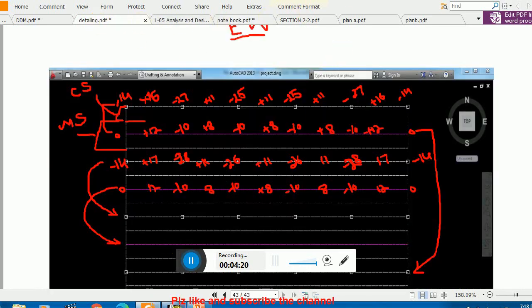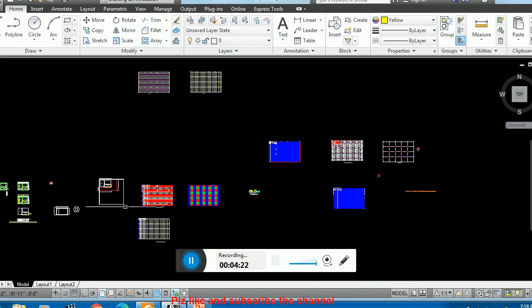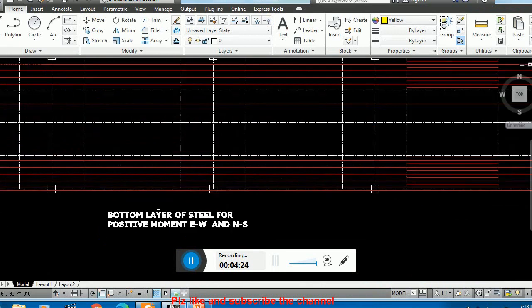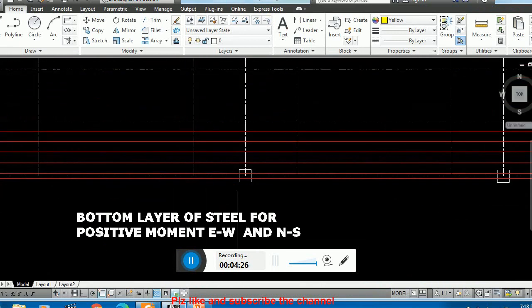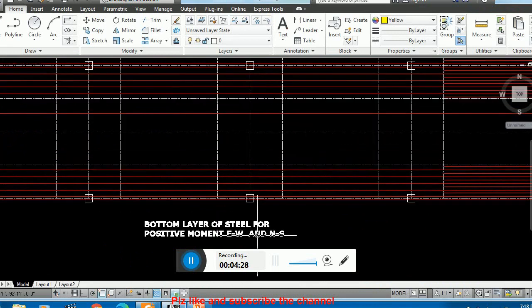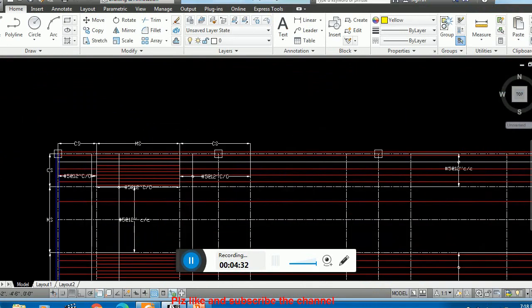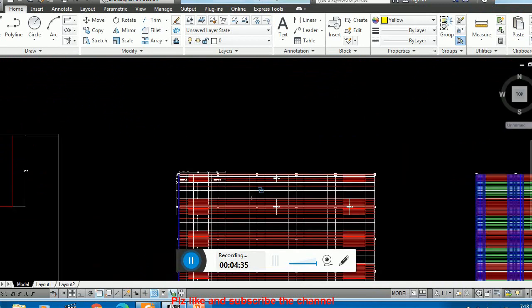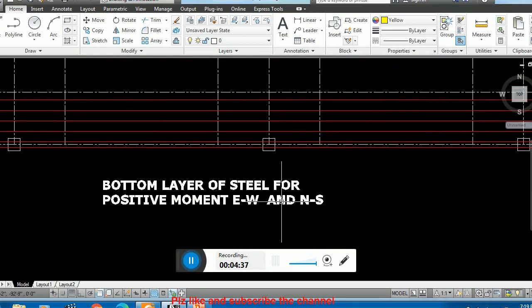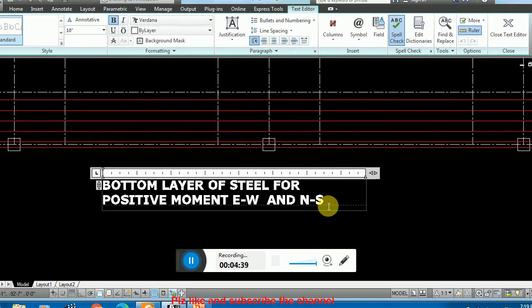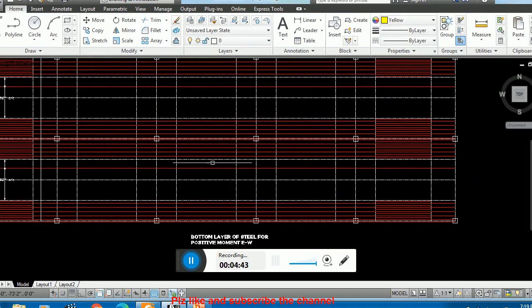So let me show you here. Here we have basically the bottom layer of steel for positive moment in the east-west direction. Okay, this is in the east-west direction, remember, not in the north-south direction. So please remove this. This one should be removed.